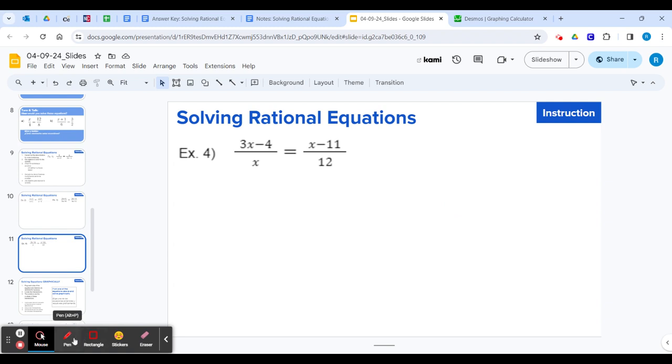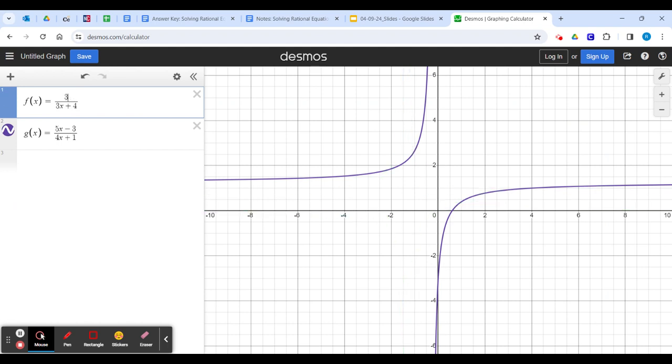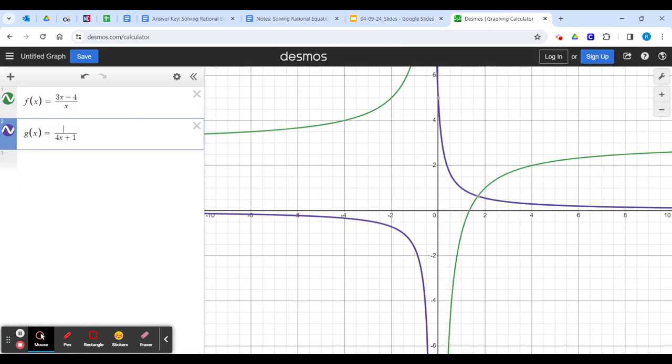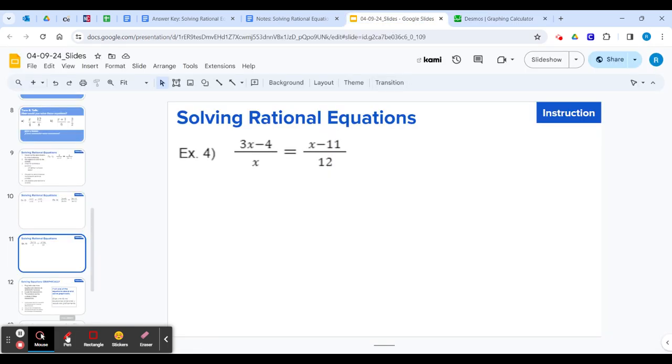Similarly, we can graph and solve example 4. One that we're going to see very quickly is absurd again, so again, my apologies. On my left side, I'm going to do 3x minus 4 over x. So I'll do that as my top one here, 3x minus 4 over x. And on the right side, we get x minus 11 over 12. And I have one solution right here, this 1.044. So let me write that down: x equals 1.044.